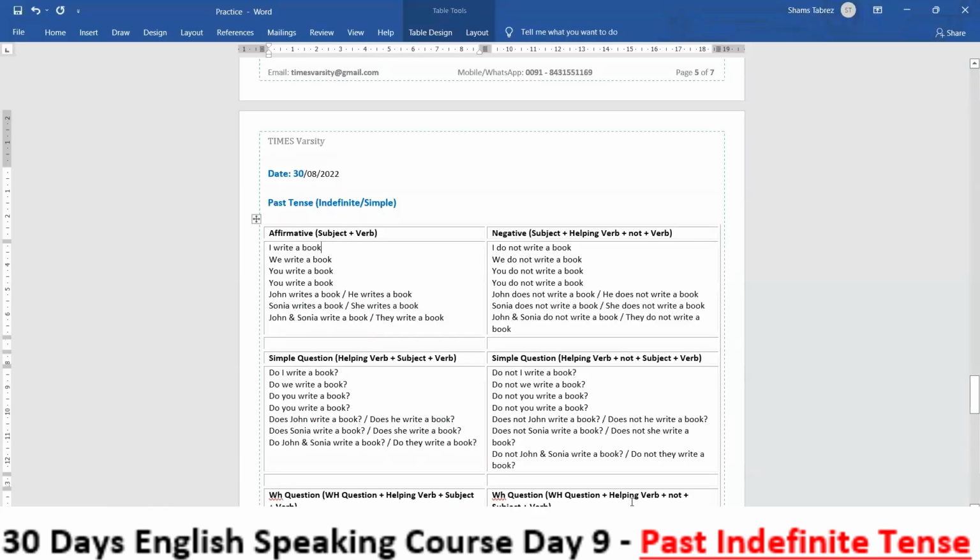I wrote a book. I wrote a book instead of write, because write is the first form. So here you should be using the second form of the verb write, and it is wrote. I wrote a book. Yeah, similar, next.